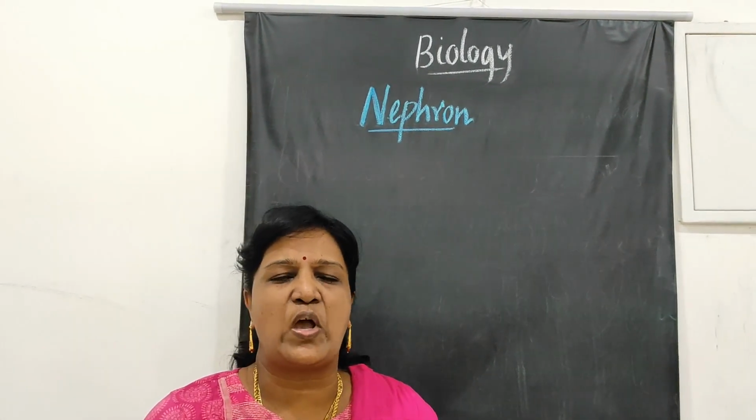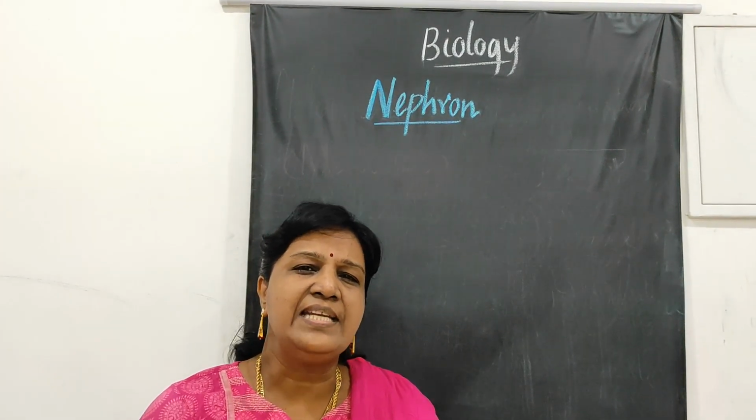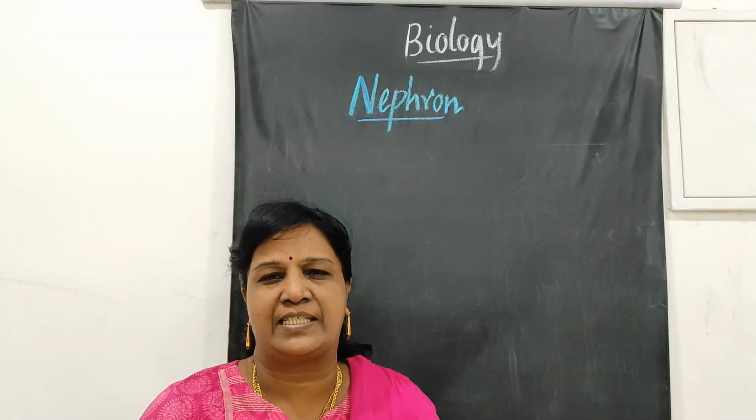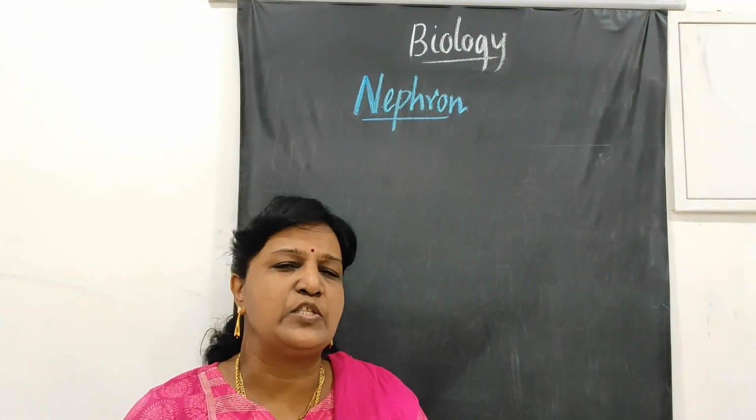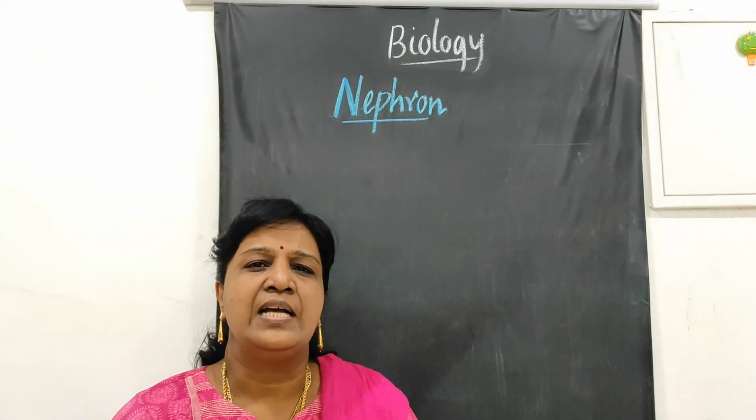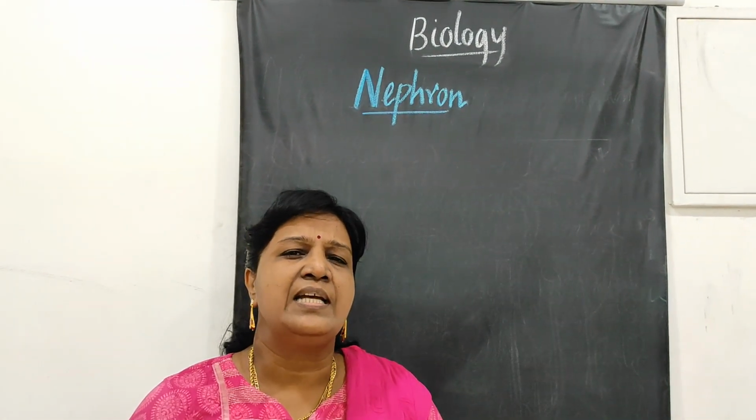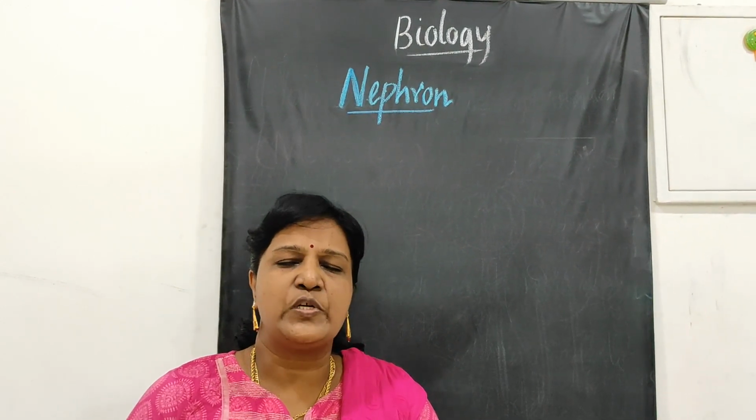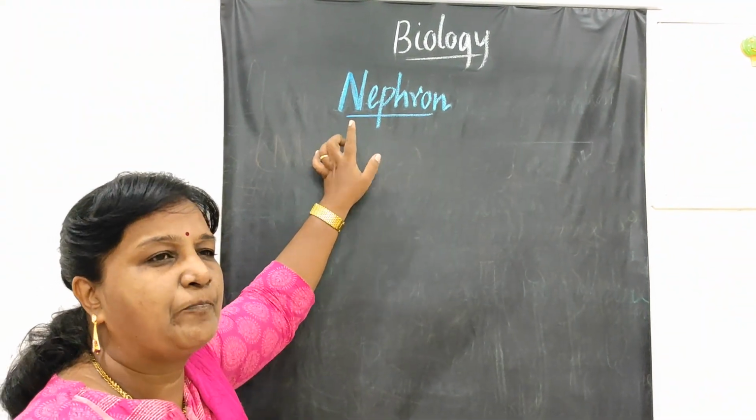Already in the previous class, we have seen the structure of the kidney. Internally, the kidney consists of outer cortex and inner medulla. In the inner medulla, there are cup-shaped structures called renal pyramids. From the renal pyramids, the waste materials enter into the renal pelvis, from the renal pelvis into the ureter, then into the urinary bladder, and when the urinary bladder is filled, it is expelled out through the urethra. And today in this video, we are going to see the structure of the nephron.